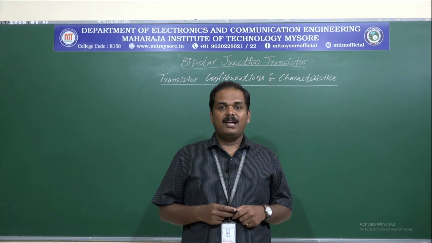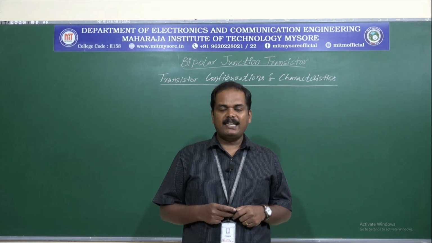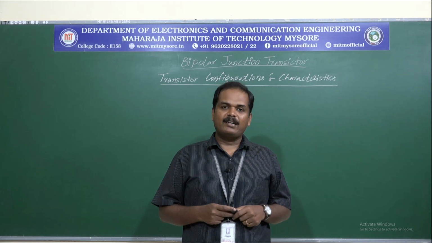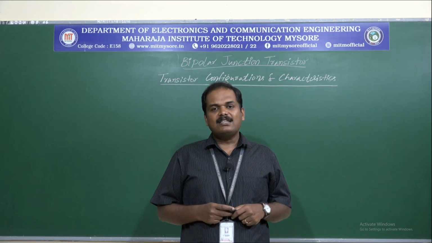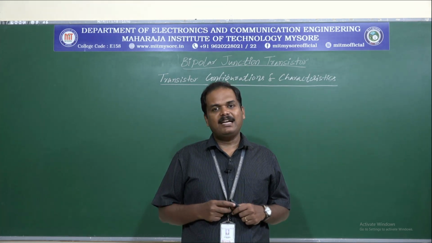In the last session, we understood how BJT can be used as a voltage amplifier and current amplifier. And in this session, we will understand the different configurations in which a BJT can be used, and the input and output characteristics of a BJT in different configurations. Let us understand the different configurations in which a BJT can be connected first.